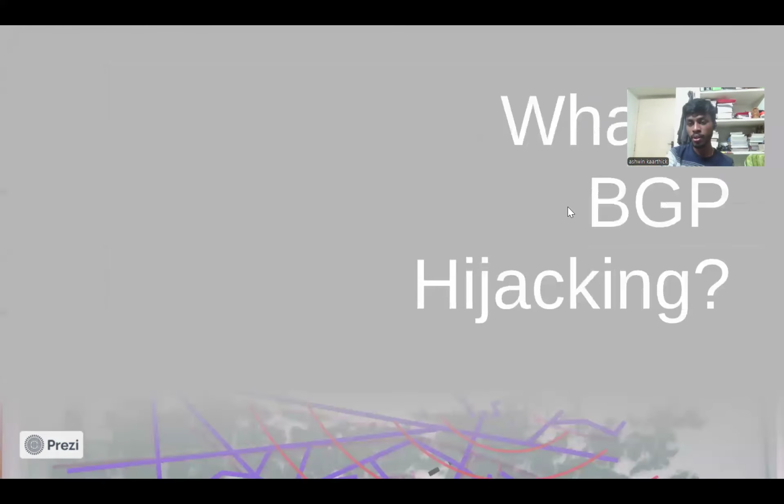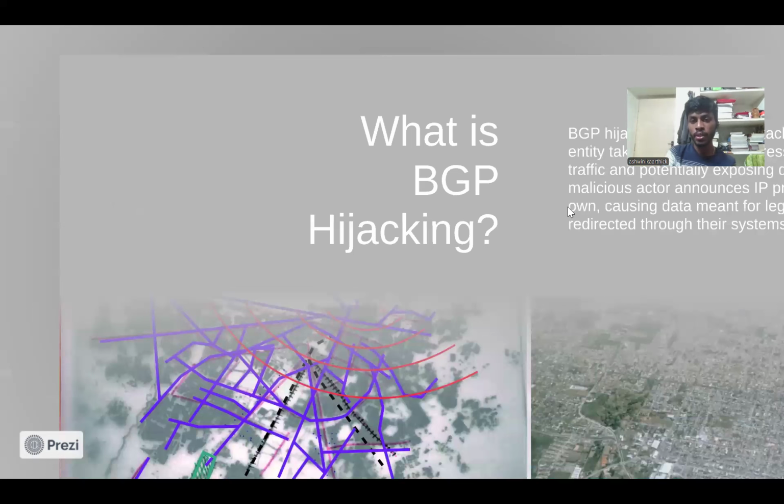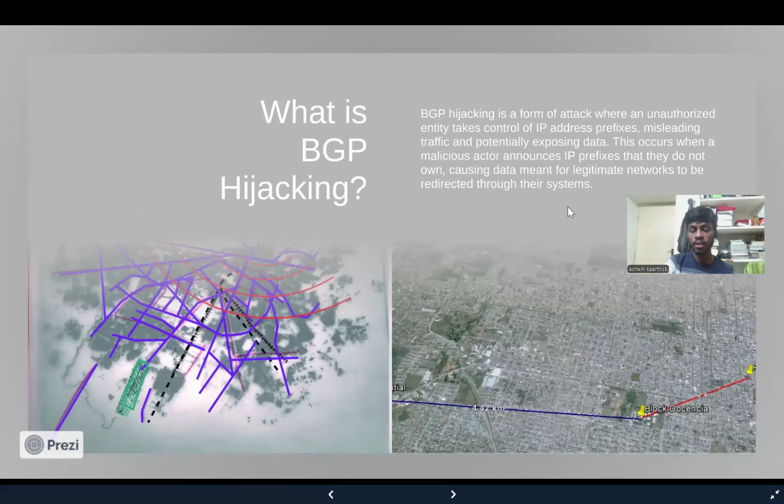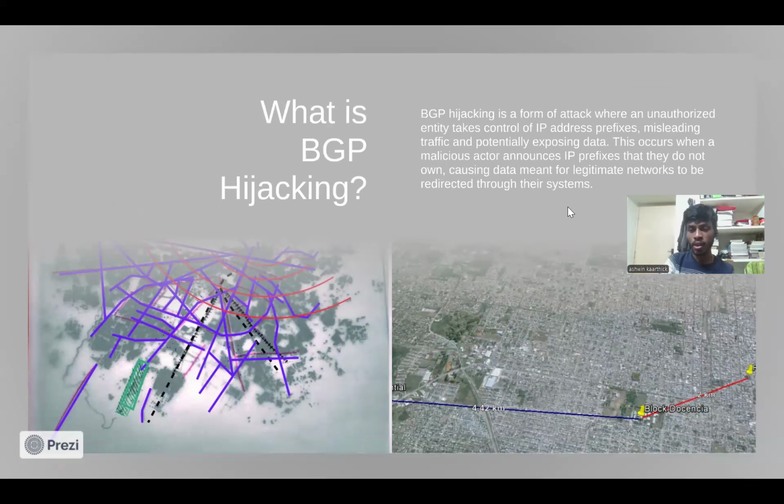So, what is BGP hijacking? BGP hijacking is an attack where an unauthorized entity takes control of IP, which misleads the traffic and exposes the data. This occurs when an attacker or an intruder announces the IP prefixes of their own, which causes the data meant for legitimate networks to be redirected through their systems.